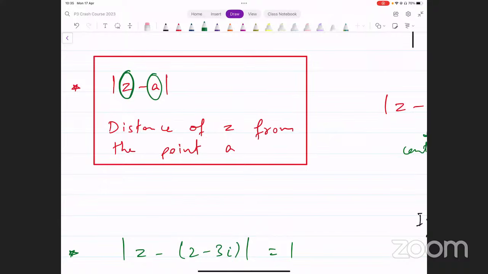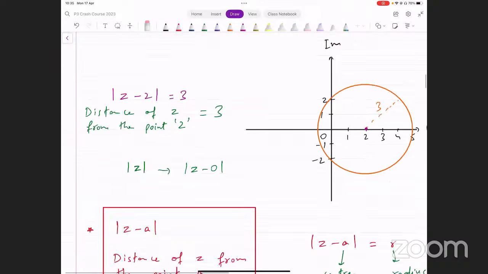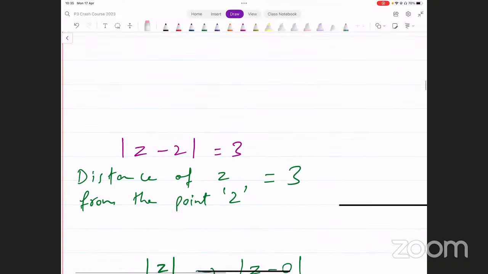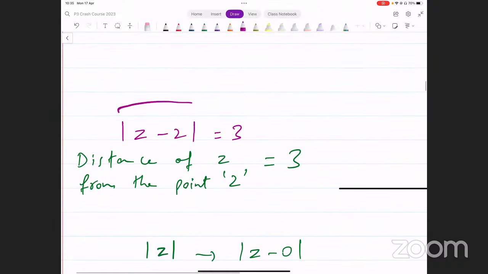You have to remember this notation. Modulus of z minus a. It means distance of z from the point A. So whenever you have something in modulus form like this, the first thing you always have to do is convert that to this form. So now, keeping that in mind, what if you have something like this written, modulus of z minus 2 equal to 3? This statement means distance of z from the point 2.